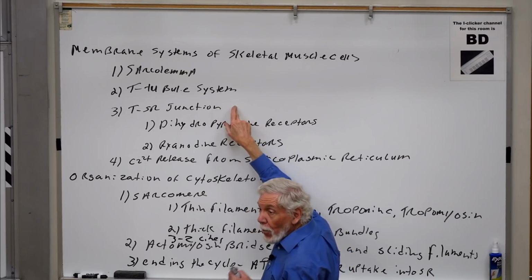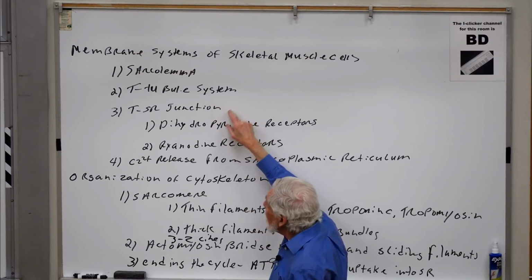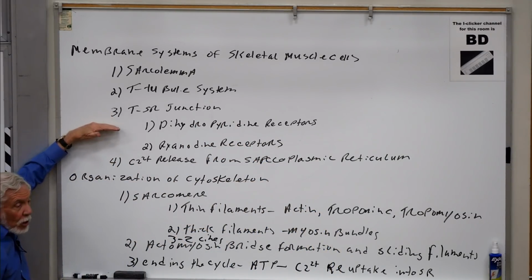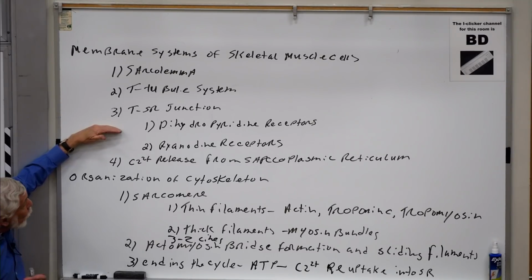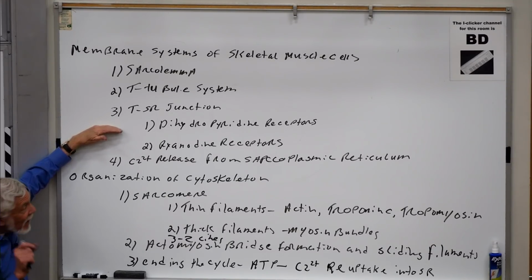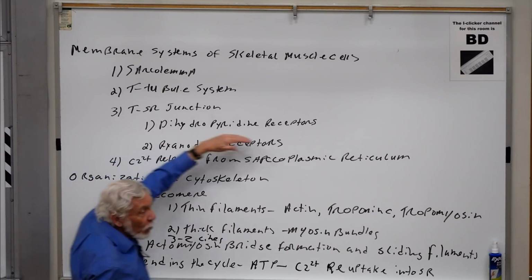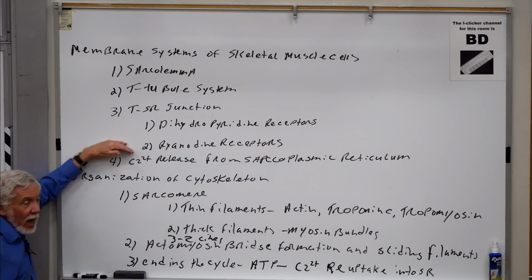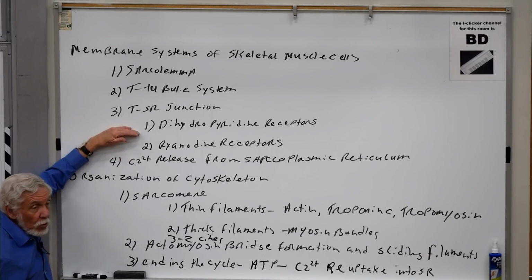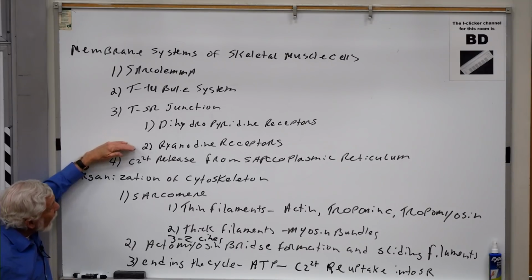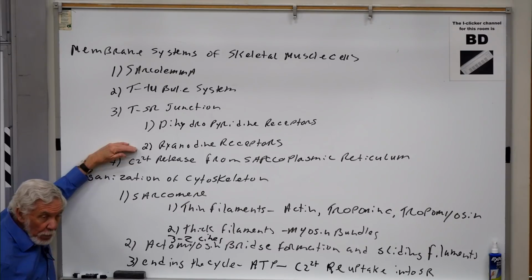It's nothing more than an elaboration of the endoplasmic reticulum. And we'll see that at the point where the T-tubule membrane comes very, very close but does not join the sarcoplasmic reticulum membrane, the gap between the two membranes is bridged by proteins, the dihydropyridine receptors and the ryanodine receptors. The dihydropyridine receptors are transmembrane proteins in the T-tubule membrane. The ryanodine receptors are transmembrane proteins in the sarcoplasmic reticulum.